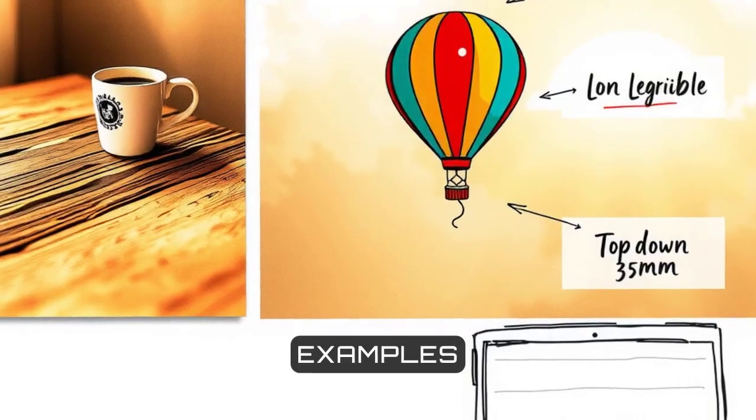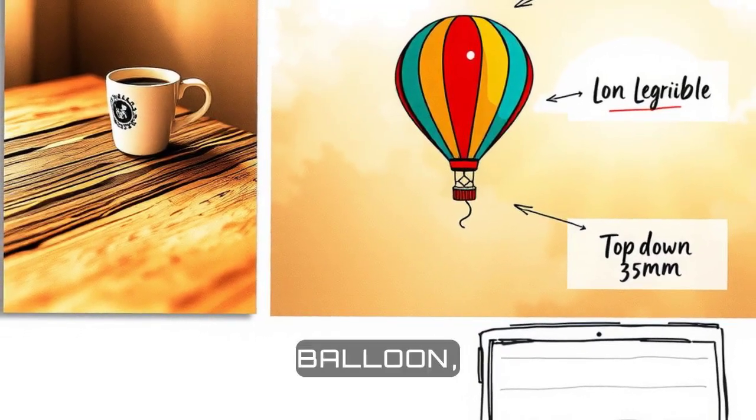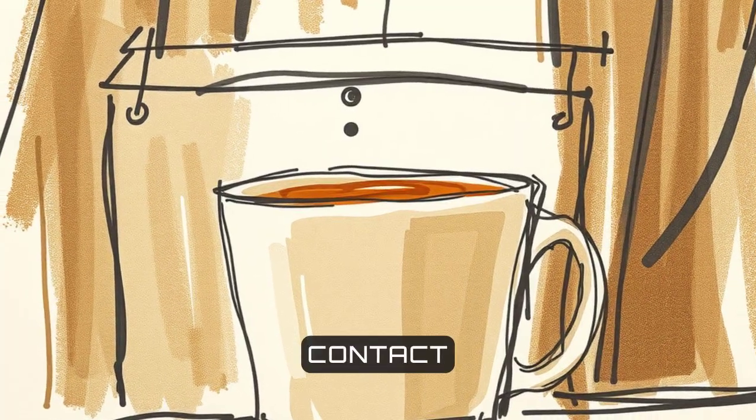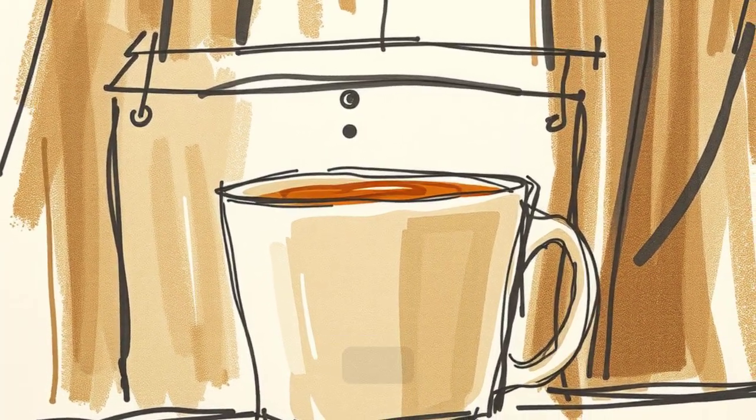We'll insert 3 examples: a coffee cup on a table, a floating balloon, and a branded logo on a screen. Place the coffee cup, anchor contact points where the cup touches the table, then track the motion.